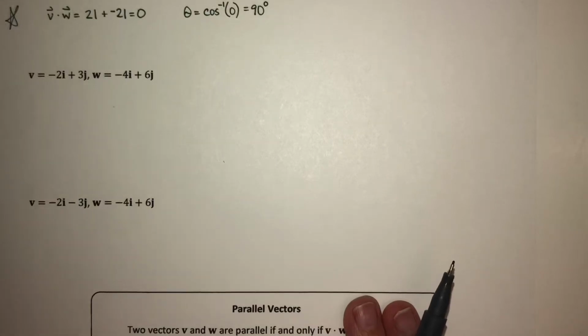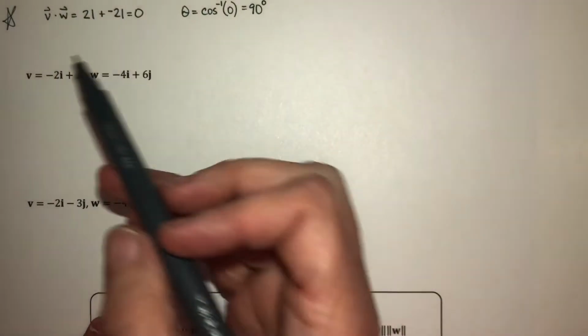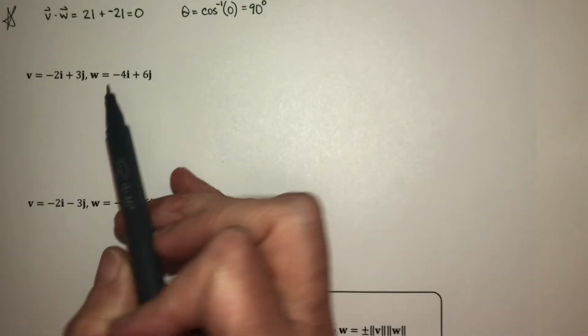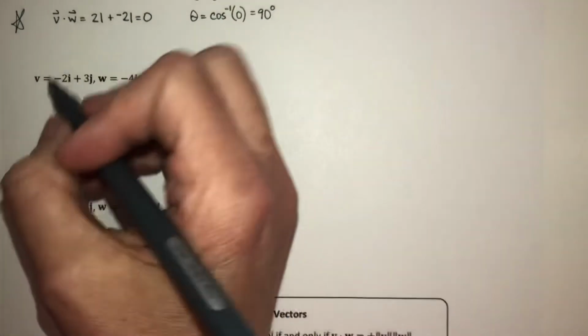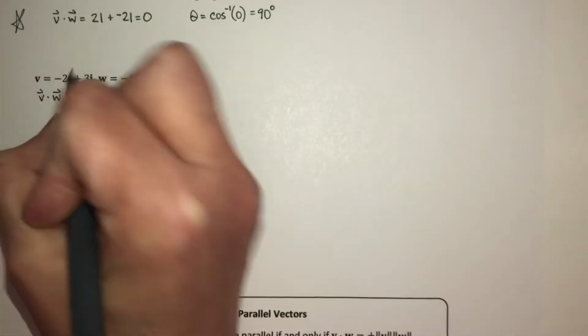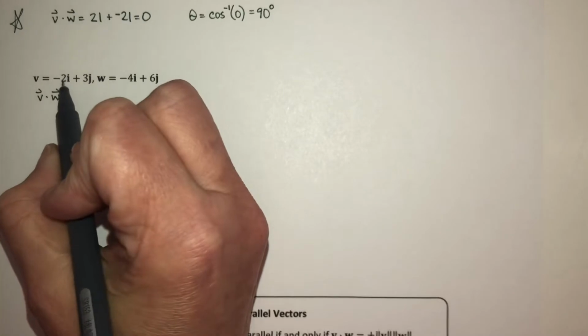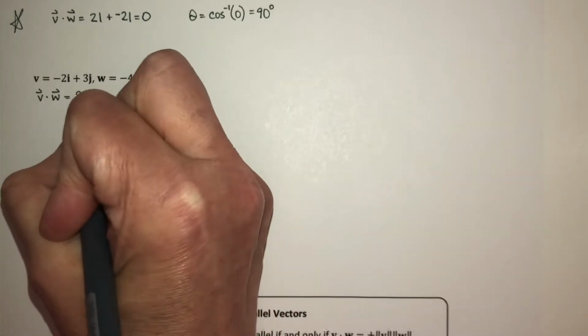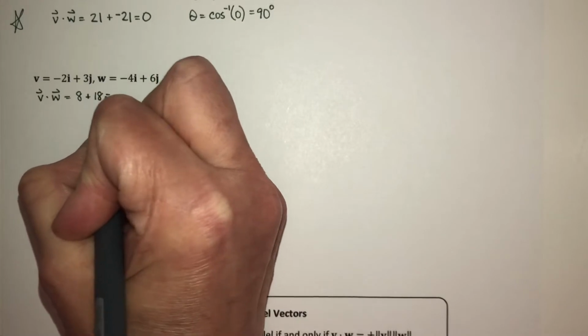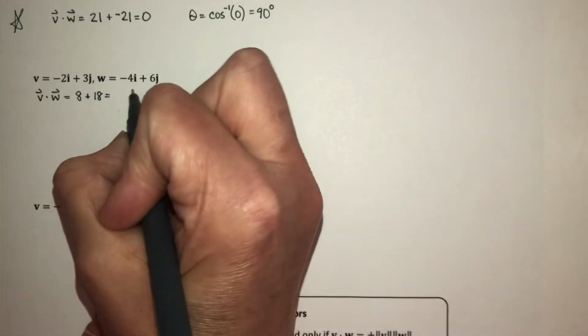This is part 2 of section 6.5. We want to find the angle between these two vectors. So the first thing we need to do is find the dot product of these two. So v dot w is equal to 2 times -4, which is -8, plus 3 times 6, which is 18. So this will be 10.